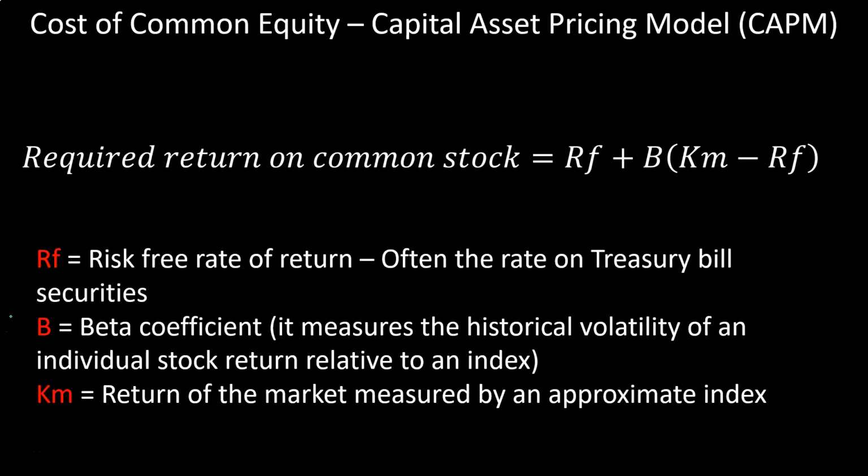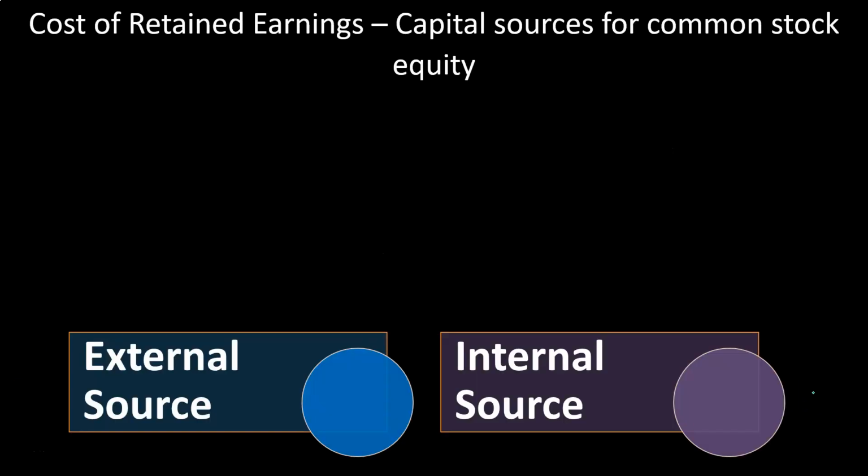B, the beta coefficient, measures the historical volatility of an individual stock return related to an index. So again, we're showing the relationship to an index, which again is kind of like a market-based, average kind of system. And then KM is equal to the return of the market measured by an approximate index, once again being reliant on an approximate index for our calculation here.